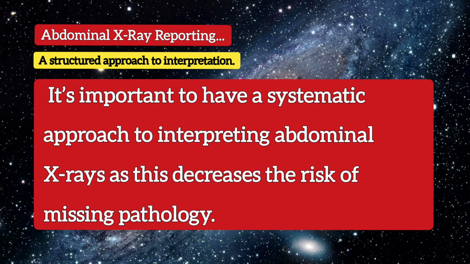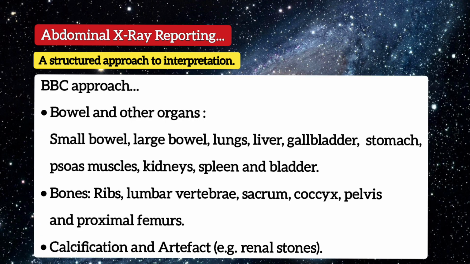A structured approach to interpretation. It's important to have a systematic approach to interpreting abdominal X-rays, as this decreases the risk of missing pathology. In this guide we use the BBC approach. Bowel and other organs: small bowel, large bowel, lungs, liver, gallbladder, stomach, psoas muscles, kidneys, spleen and bladder. Bones: ribs, lumbar vertebrae, sacrum, coccyx, pelvis and proximal femurs. Calcification and artifact, for example renal stones.